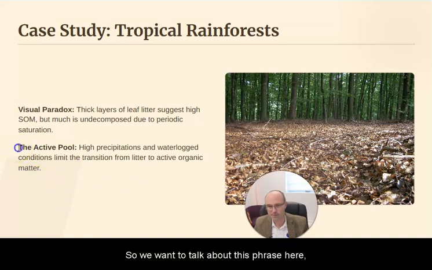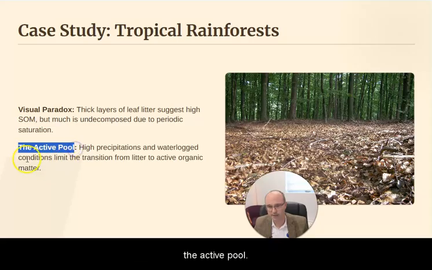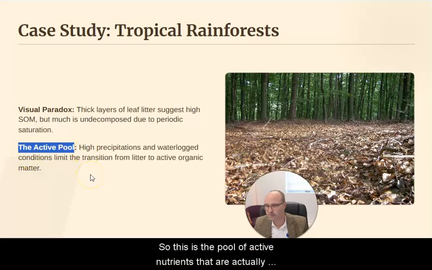We want to talk about this phrase here, the active pool. So this is the pool of active nutrients that are actually going through the decomposition and actively making organic matter available to other organisms. So high precipitation and waterlogged conditions limit the transition of litter to active organic matter that have nutrients that can be reabsorbed and used by microorganisms.